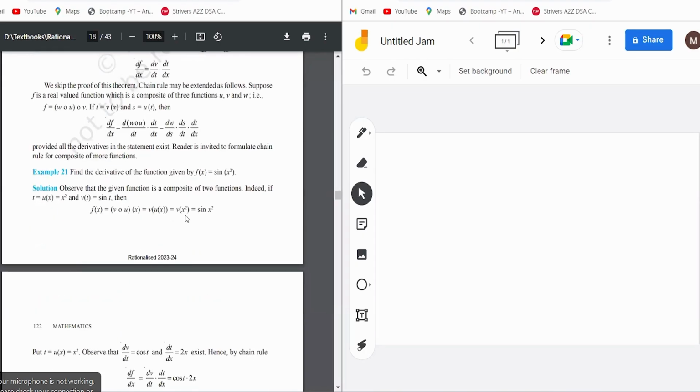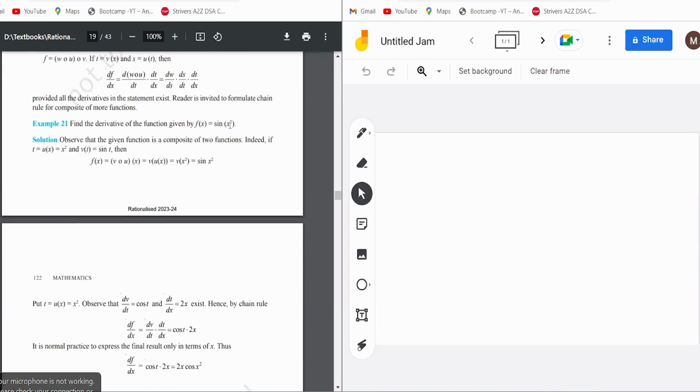Like this question also, sine of x squared. How would you differentiate this thing? Firstly, we will differentiate the outer function. What is the outer function? The outer function is sine. What is the differentiation of sine? Cos. So it would be cos of x square multiplied by the differentiation of x square. And what would be the differentiation of x square? It would be 2x. So the answer would be 2x times cos of x square.